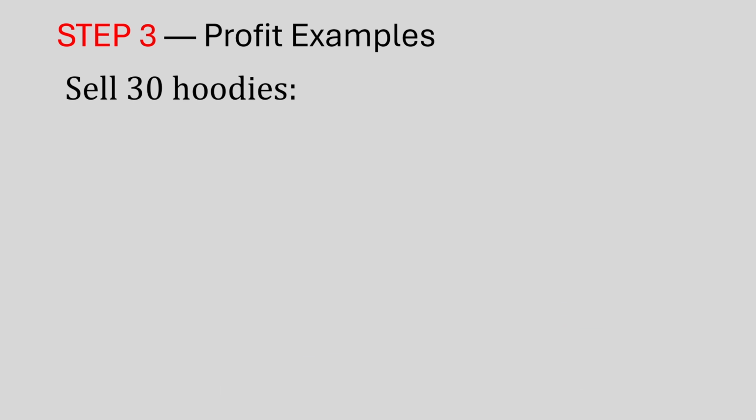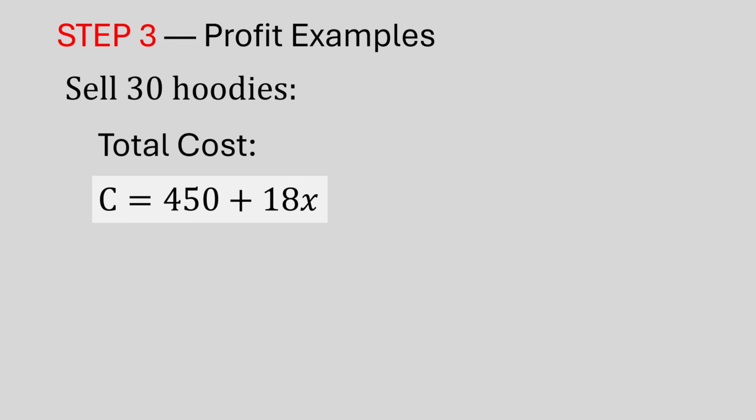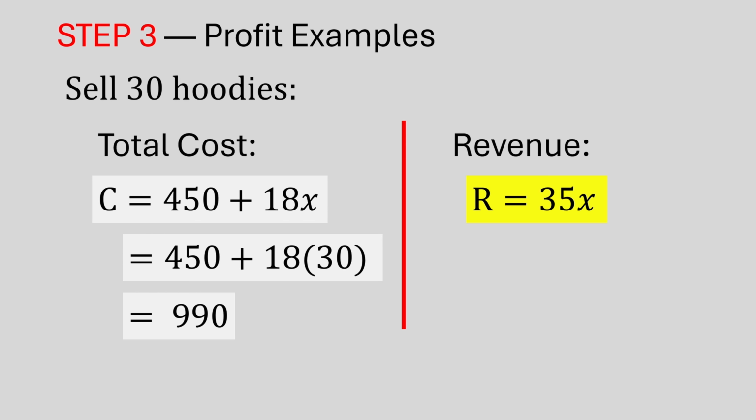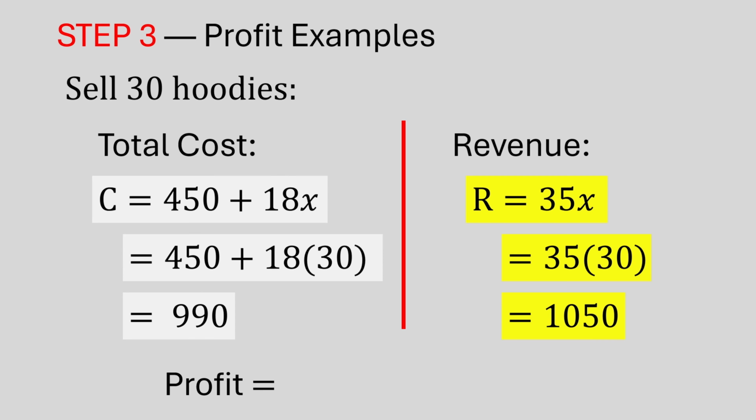If 30 hoodies are sold, total cost equals 450 plus 18 times 30 equals 990. Revenue equals 35 times 30 equals 1050. Profit equals revenue minus total cost equals 60.